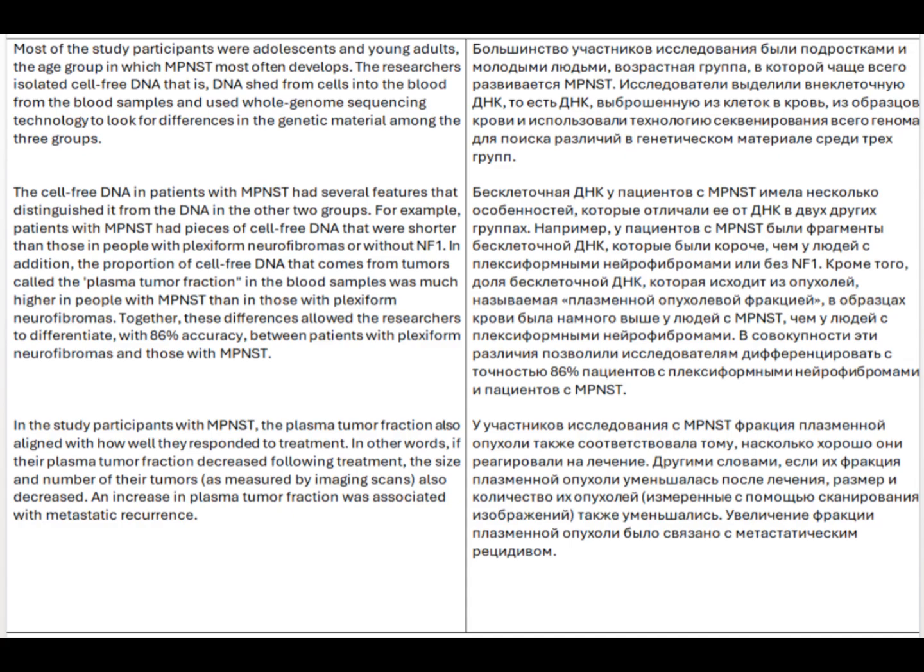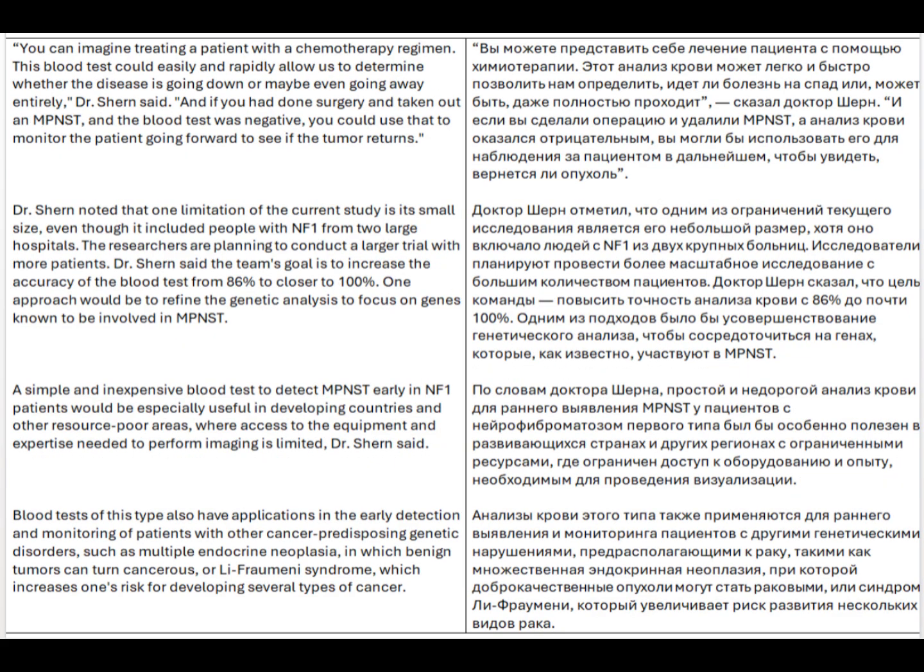The researchers isolated cell-free DNA, that is, DNA shed from cells into the blood, from the blood samples, and used whole genome sequencing technology to look for differences in the genetic material among the three groups. The cell-free DNA in patients with MPNST had several features that distinguished it from the DNA in the other two groups. For example, with patients with MPNST, you can imagine treating a patient with a chemotherapy regimen.